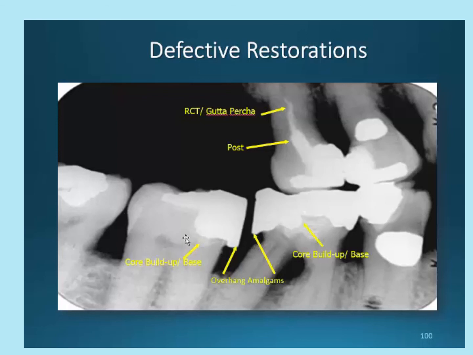Again, in this image, must be tooth number 31. I have a large overhang filling. There is some calculus subgingival to that, and again, there looks like there's another core buildup and base.